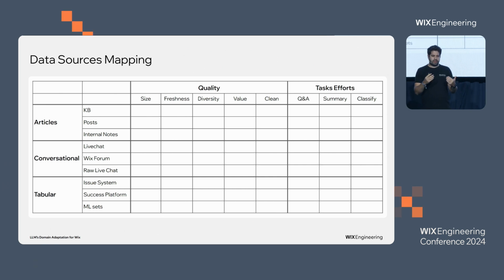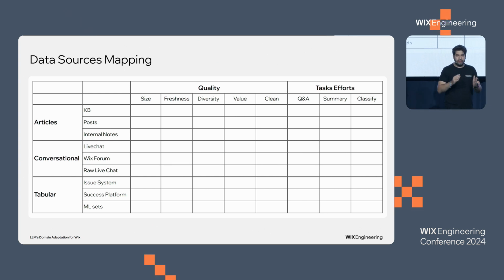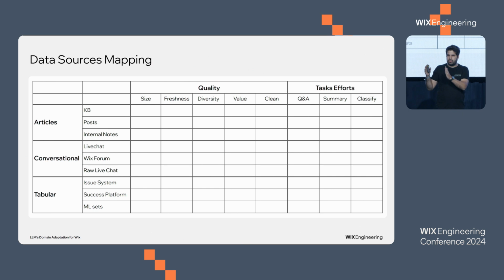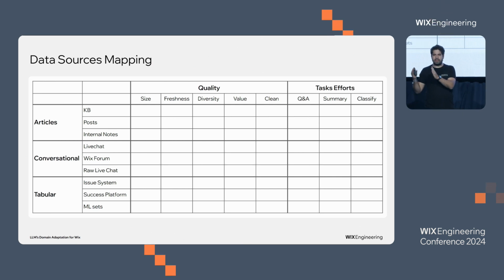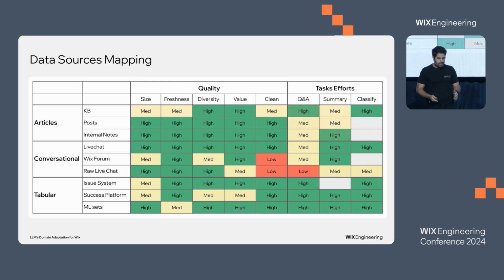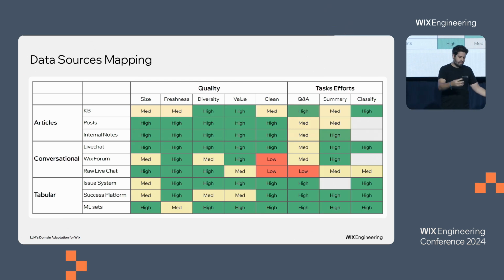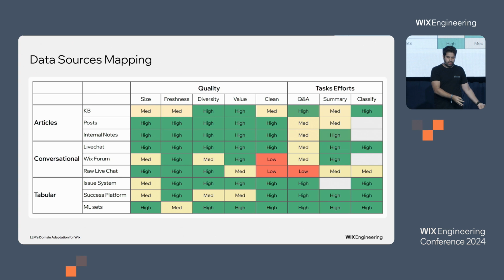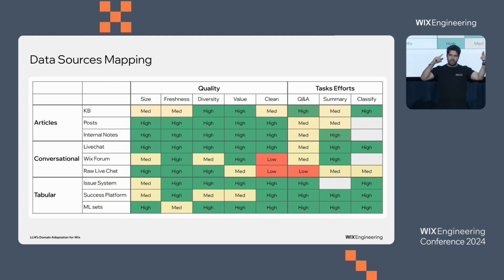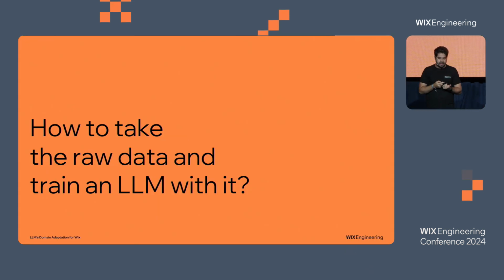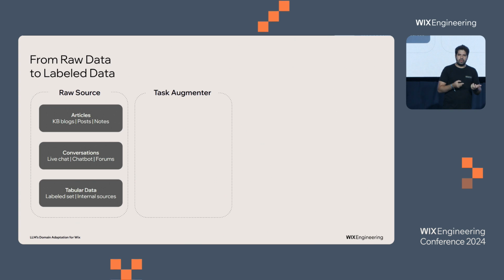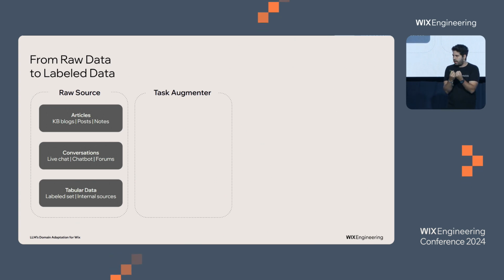And we prioritize these data sources based on their quality, their size, their freshness, their value, how clean they are, and what is the effort that we need in order to enhance them and transform them into a task that is easy to train and evaluate. So we have this heat map, and by the way, there are many more data sources that are not shown here. That actually allowed us to prioritize which data source we start with, keeping in mind we want to use these data sources both for evaluation and for training to create these benchmarks. So how do we actually take these data sets and turn them into data that we can train an LLM on?